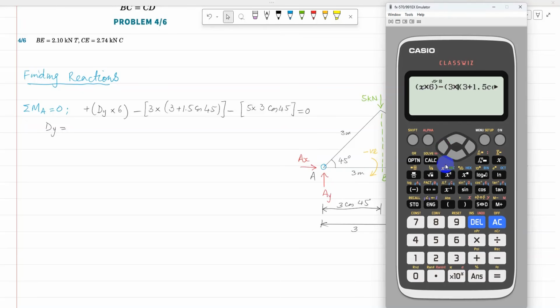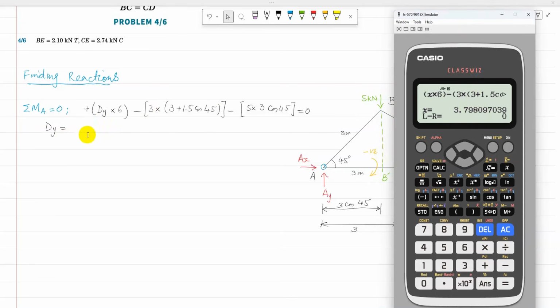So in the calculator, it can be used as, because dy is unknown, so x times 6, so x is with alpha and x, minus 3 times 3 plus 1.5 cosine 45 minus 5 times 3 cosine 45 equal to 0. So you can put that equal sign using alpha this way. Okay, and then shift, solve, and the value of x is 3.7981.